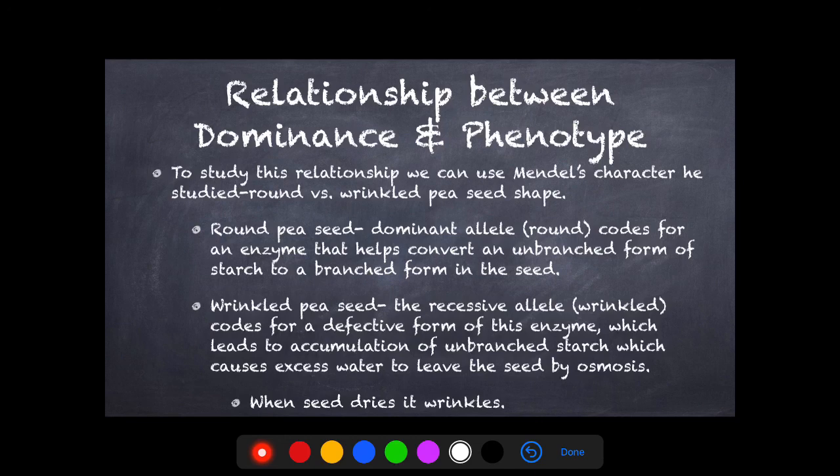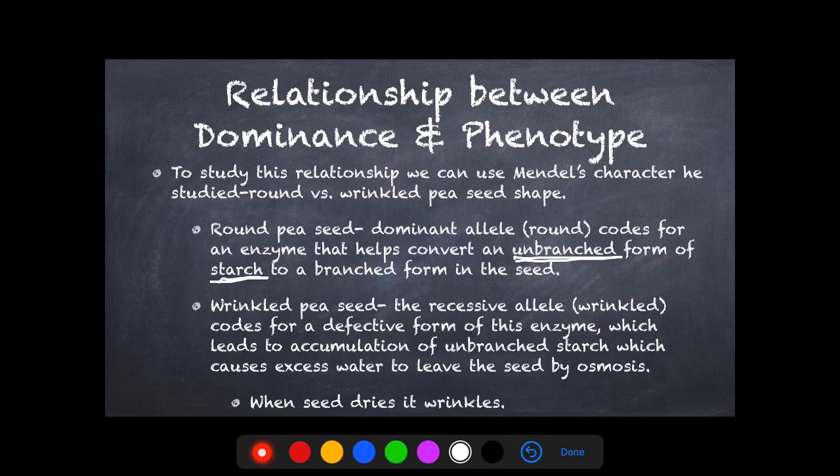This means that the dominant allele, which is the round, is going to code for an enzyme that is going to convert an unbranched form of starch to a branched form in the seed. So I'm going to say that again. The dominant allele, which is the round, is going to code for an enzyme that's going to convert an unbranched form of starch into a branched form in the seed. And this is what makes the round pea seed appear round, and that's how it's dominant.